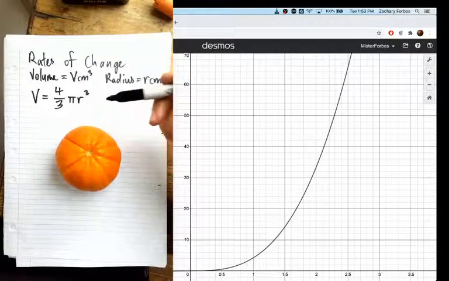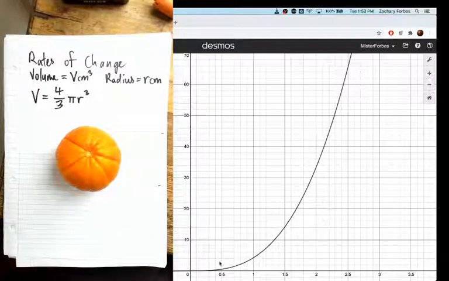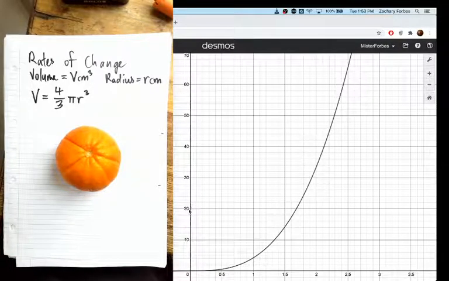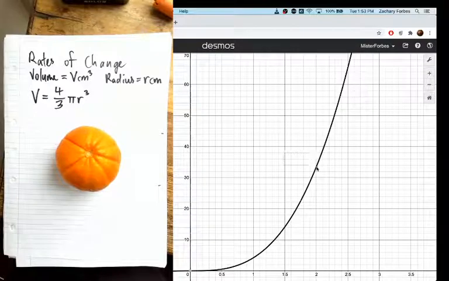But actually on the screen right now, I've got that formula mapped out. Here I've got that formula put into Desmos. On the x-axis is the radius, so 1 centimeter, 2 centimeters, 3 centimeters. And on the y-axis, we've got the volume, so that would be 10 centimeters cubed, 20 centimeters cubed, whatever. So if it was 2 centimeters in radius, then the volume would be 32 pi over 3, and we'll work out what exactly that means in a bit.